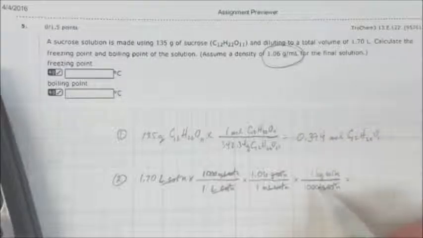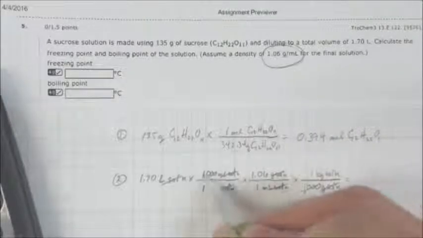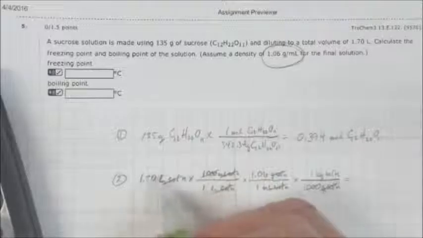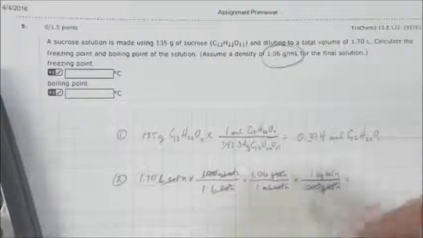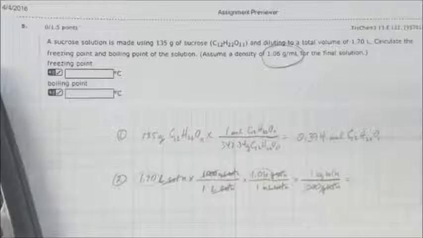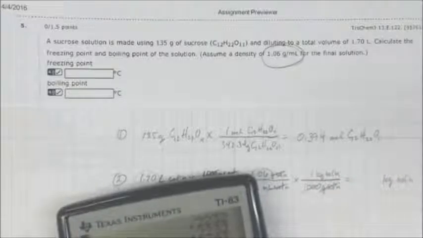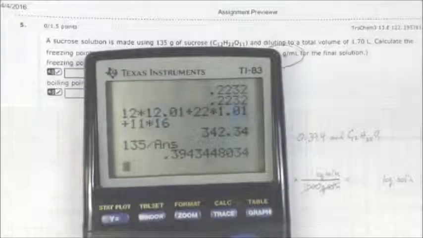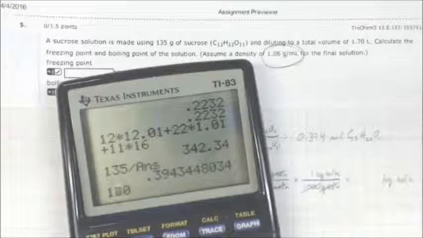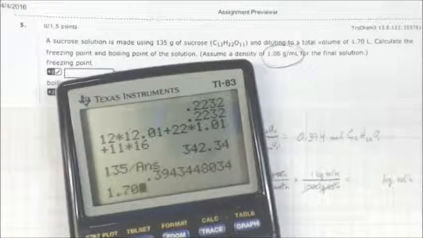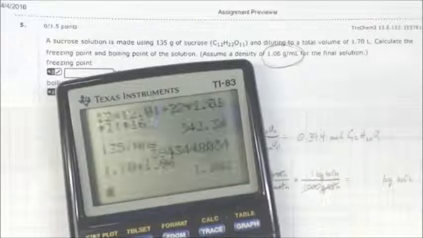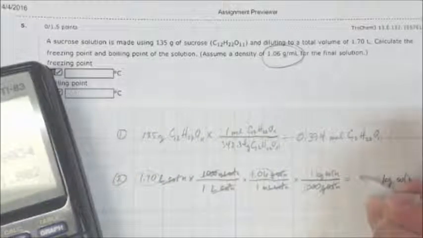Notice that mathematically now, the 1,000 over here in the bottom cancels with the 1,000 over here in the top. So in my calculation, all I'm really left with is the 1.70 times the 1.06, and the units are kilograms of solution. That's the 1.70. Kind of a glare there. 1.70 times 1.06. That's 1.802.